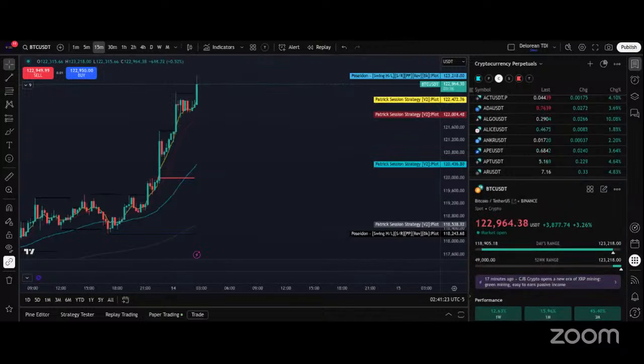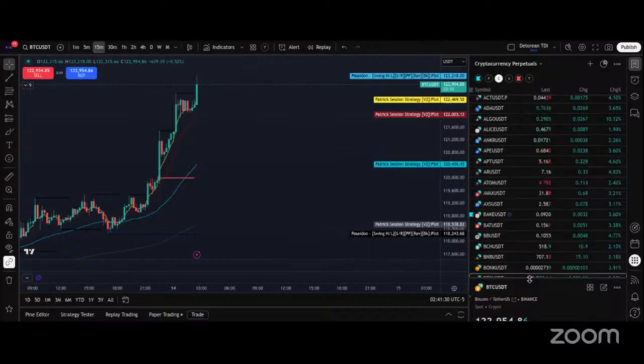And we do appear to have hit yet another all-time high at 123,218. Bitcoin is still rallying.